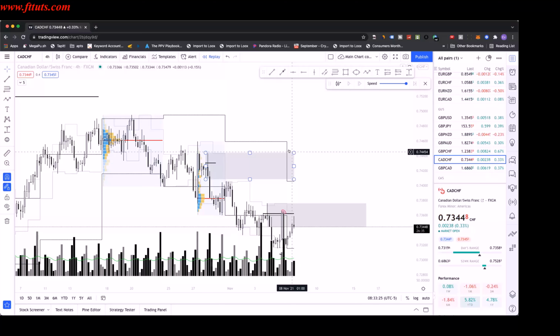And US 30, 100, 500, you draw a volume profile on Oanda charts or the official charts. I actually don't use this for US 30. US 30 I trade completely different. I scalp US 30. I don't really hold trades on that.